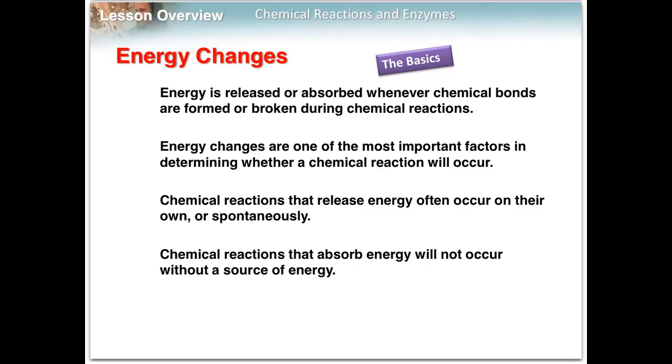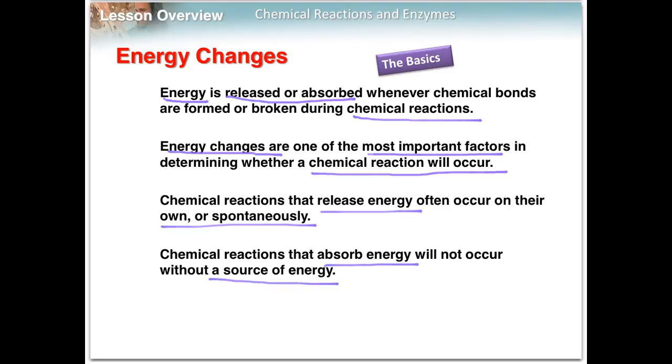Let's get the basic points down first. Let's go through them. Energy is released or absorbed whenever the chemical bonds are formed or broken during chemical reactions. And the second point is that the energy changes are one of the most important factors in determining whether a chemical change will occur. Our third point, chemical reactions that release energy often occur on their own or spontaneously. And our fourth point, chemical reactions that absorb energy will not occur without a source of energy.